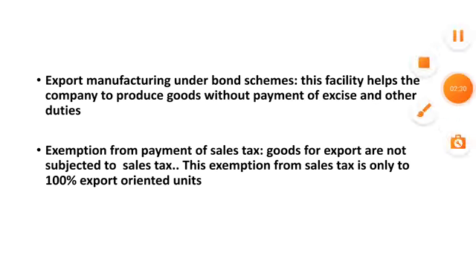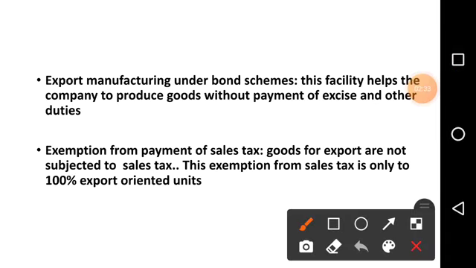Now the next one is export manufacturing under bond scheme. What is this? This facility helps the company to produce goods without payment of excise and other duties. So this facility will help the export company to produce the goods without the payment of excise and other duties. See, when you don't have to pay more duties and taxes, it will help you to do more export. You will feel very free to do export, isn't it? That is the main objective of this. It helps the company to produce the goods without payment of excise duty and other duties.